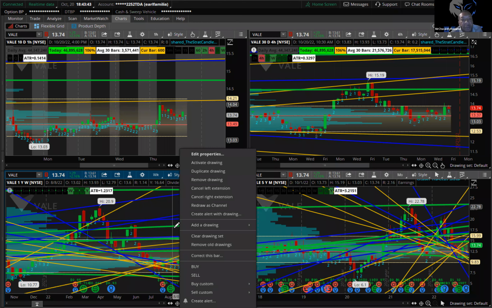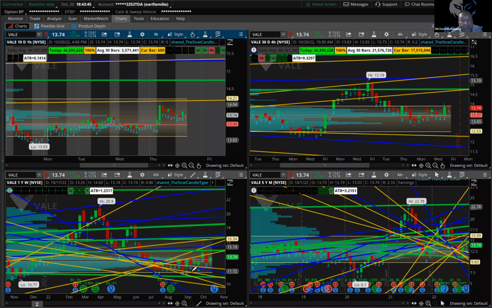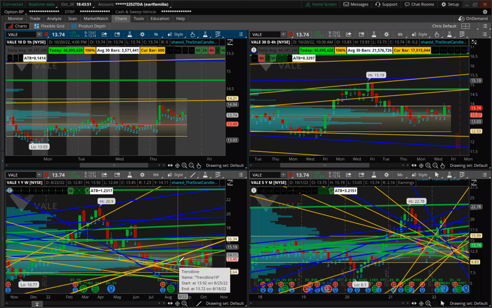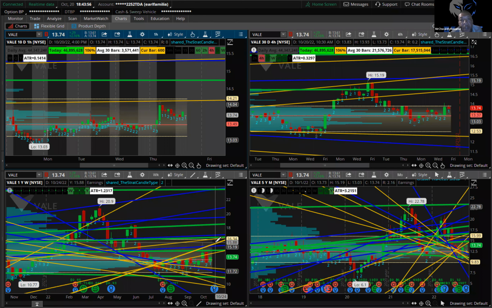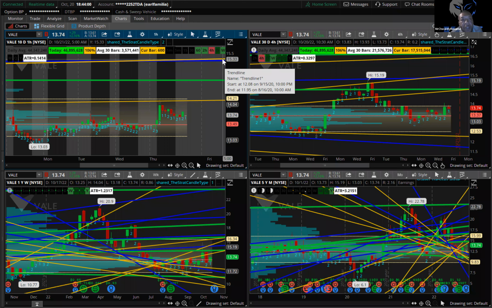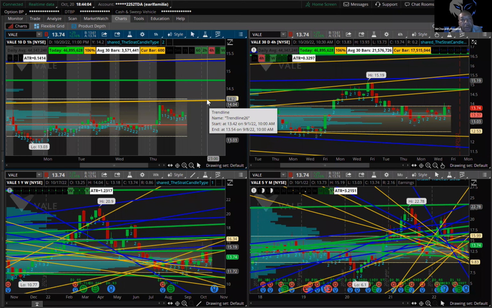Did you connect it to the previous candle or did you go back further? Just to the previous candle. I think the previous candle was a 2. So then that candle takes us to that upper bottom formation at like 1530.